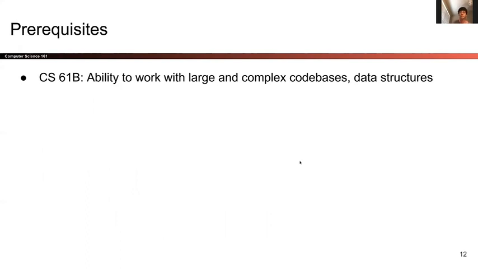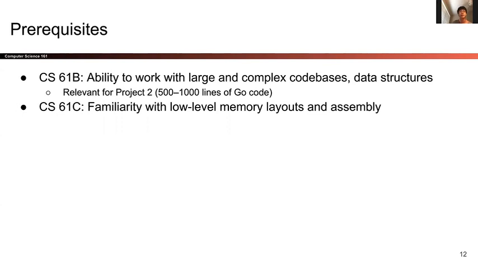So first we need CS61B, and the reason why we need CS61B is because you need to understand how to work with large and complex code bases, and also some basic data structures like hash maps or trees. This is really relevant for project 2 because you have to write around 500 to 1,000 lines of code, so having the ability to work with large code bases is very helpful. And if you have experience from other personal projects or classes with working with large code bases, you'll probably be okay, and you probably won't need anything else from 61B.